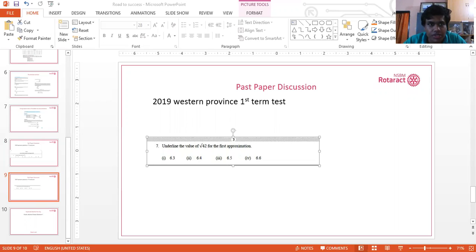Yeah, sorry about that. I hope you guys can see the slides and all. Yeah, perfectly. Yes. Let's go to the drawing tool. Root 42, so they say first approximation.